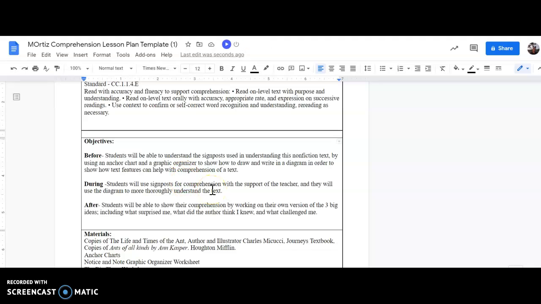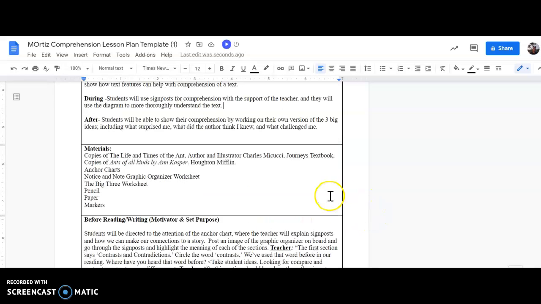All right. During, students will use signposts for comprehension with the support of the teacher, and they will use diagram to more thoroughly understand the text. After, students will be able to show comprehension by working on their own version of the big three ideas, including what surprised me, what did the author think I knew, and what challenged me.